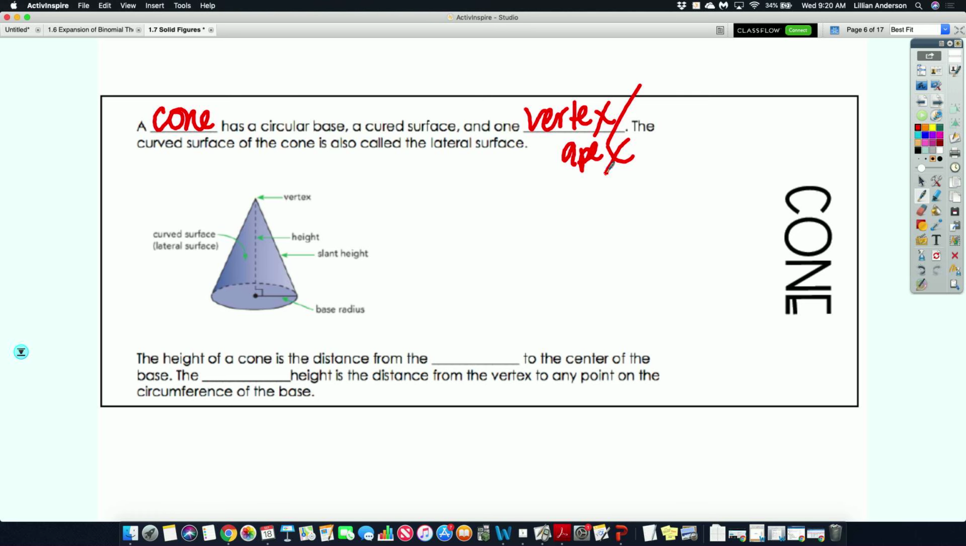What am I doing? I'm throwing the ball to the what? To the side. Lateral means side. So the sides of your cone, it's called the lateral surface area, because it's around the sides.